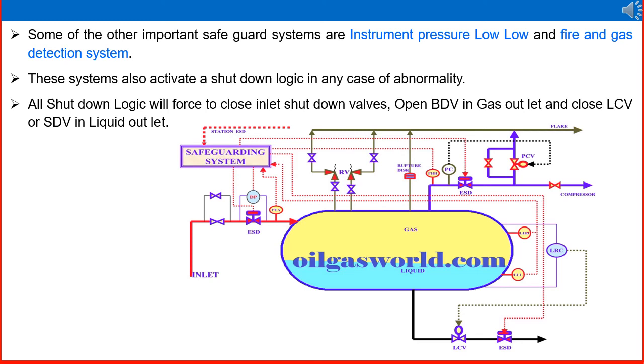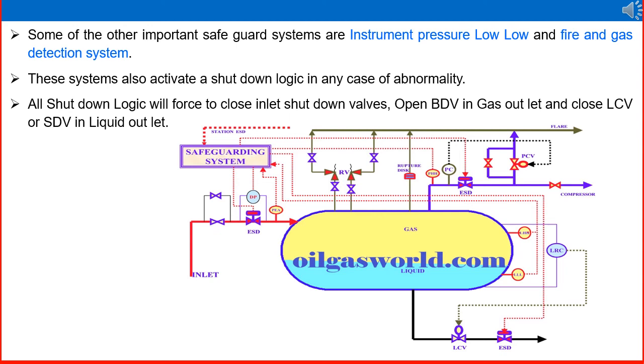These systems also activate a shutdown logic in any case of abnormality. That is the safeguarding system logic shown in the figure, the instrumentation or electrical logic, you can say. All shutdown logic will force the inlet shutdown valves to close. Here in the picture it is the ESD valve in the inlet line, the red continuous line. It will open the BDV in the gas outlet, that is the ESD valve in the gas outlet line, and close the LCV or SDV in the liquid outlet.